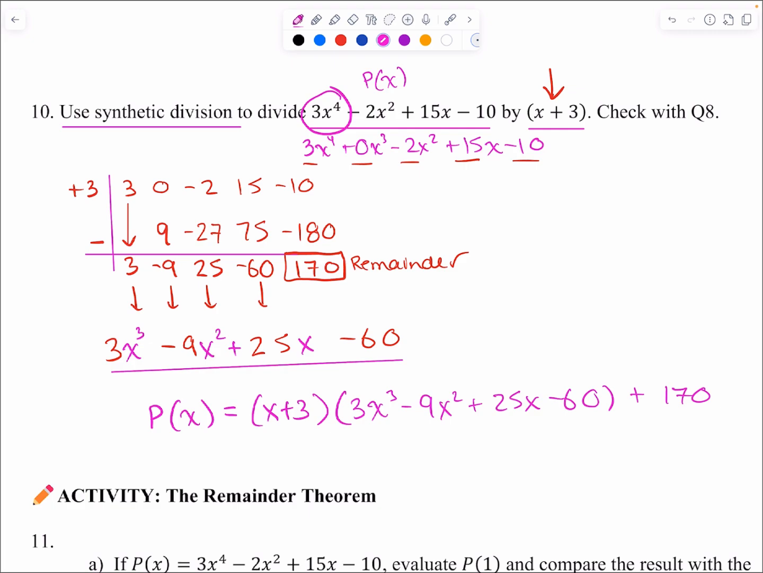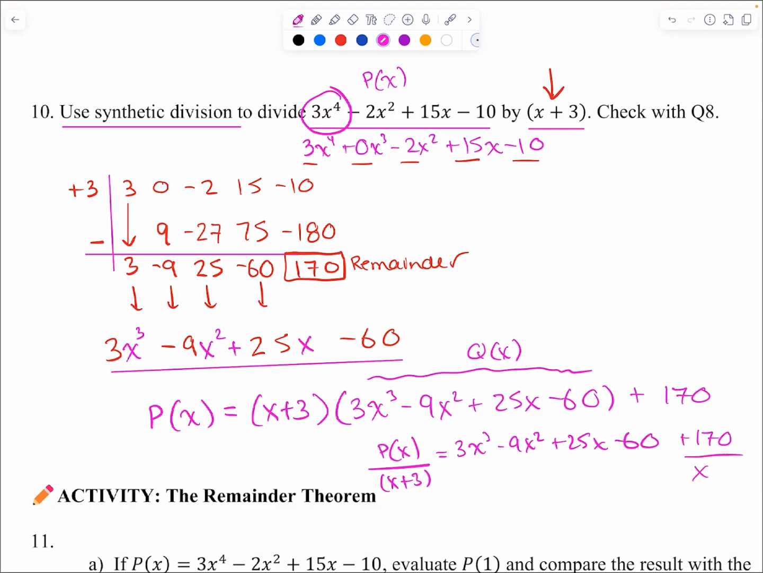The alternative way you might see this written is your polynomial at x divided by x plus 3, which is what we did in that synthetic division process, is equal to, this guy here is your quotient. It's usually referred to as the quotient at x. So this is going to be equal to your quotient, 3x cubed minus 9x squared plus 25x minus 60 plus 170 over x plus 3. So a couple ways you might see this written.